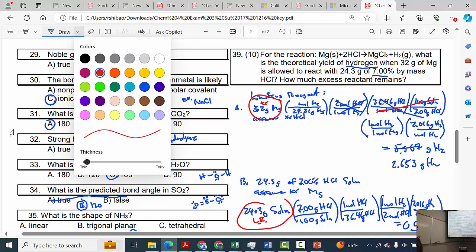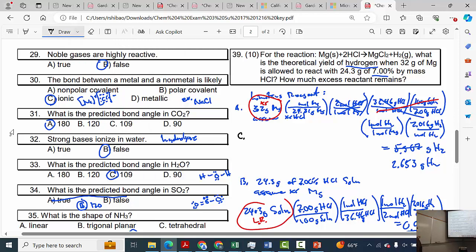Theoretical yield. Okay, now how much excess reagent remains? Well, we start off with 32 grams. Since I'm running out of space here, I'm going to just insert it in between these. So this will be calculation C. It's a theoretical yield because the solution is the limiting reactant.